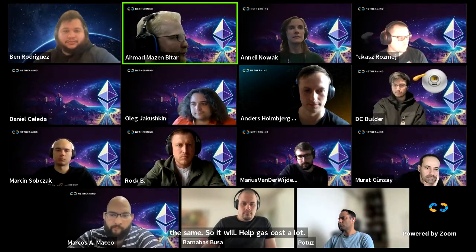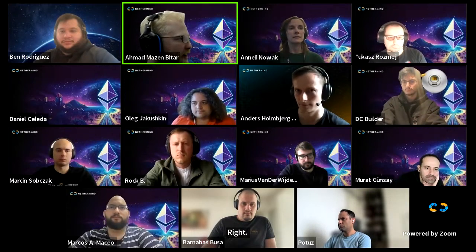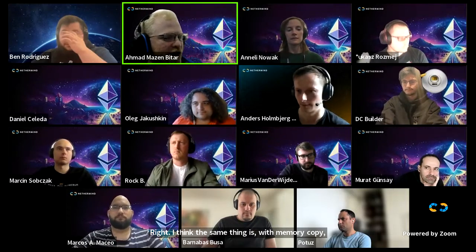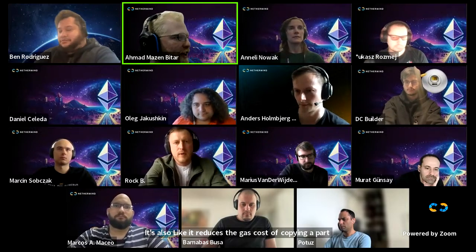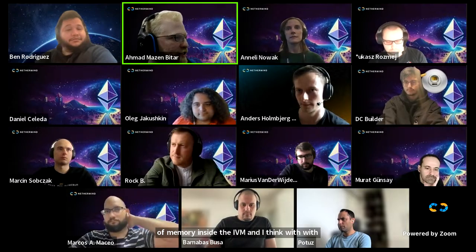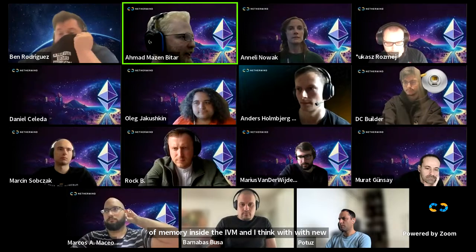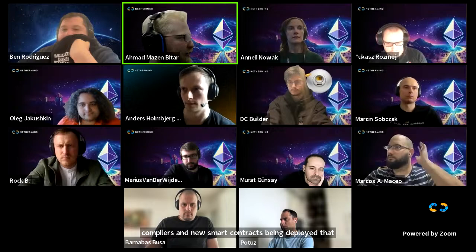Right. I think the same thing is with memory copy, right? mcopy, the new opcode. It also reduces the gas cost of copying a part of memory inside the EVM. And I think with new compilers and new smart contracts being deployed that utilize these opcodes, you will see a little bit less gas used for certain transactions.